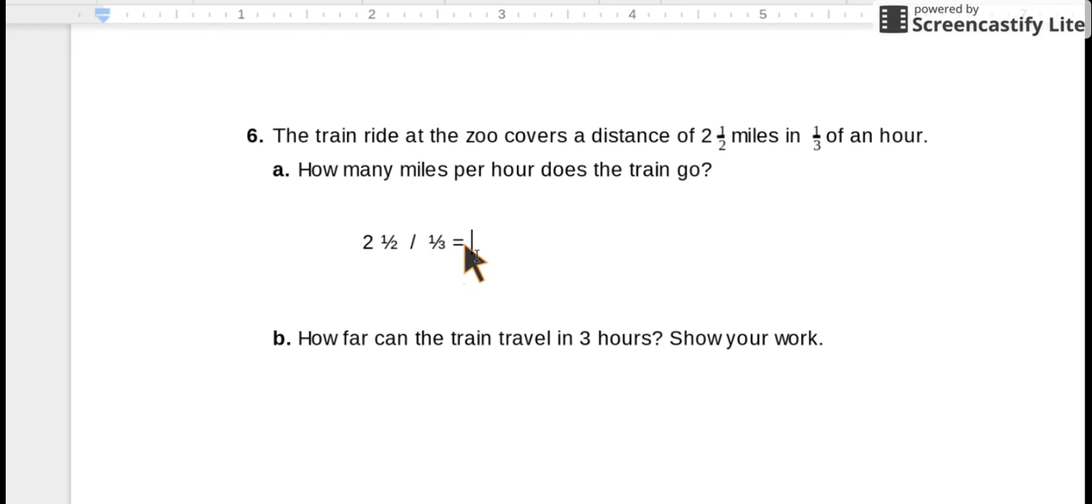And what we're trying to find for this question is how many miles per hour does the train go? So because our miles are on the top, that's what we're looking for, x, and on the bottom is 1 hour. Again, we have our hours on the bottom.